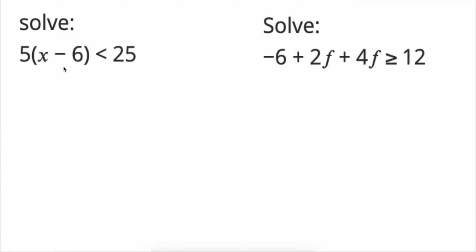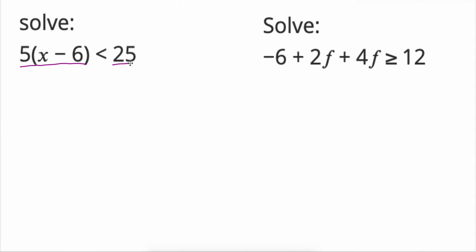Let's look here. Let's solve this. 5 times the quantity x minus 6 is less than 25. Again, solve it just like you would a problem that says 5 times the quantity x minus 6 equals 25. First thing I want to do is get rid of this 5, actually. I don't want to distribute it. I could, but I'm not going to. I'm going to make this nice and easy.